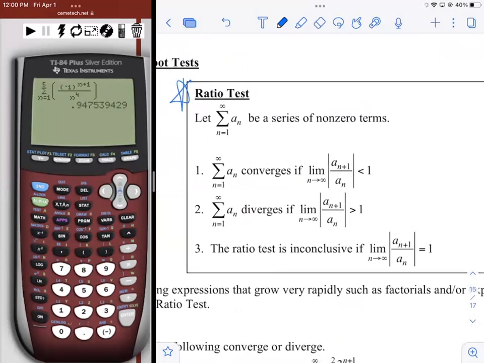This is the last test that you're required to know. I do show you one called the root test just because I like it, but the root test is not on the AP exam. The ratio test is all over the AP exam. Okay. Here's what the ratio test says.